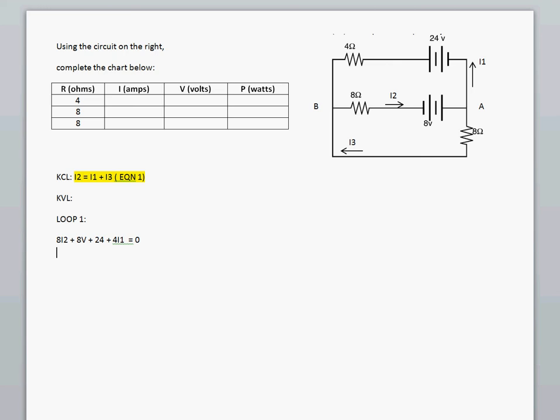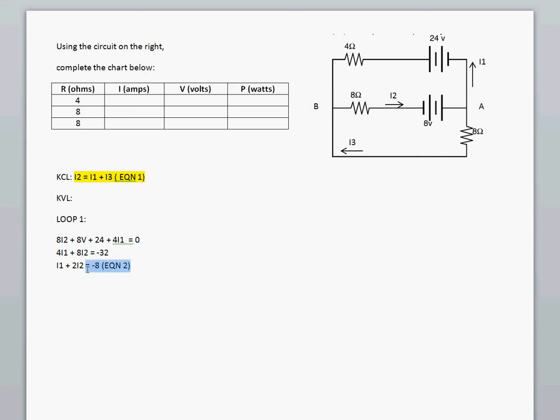So I can combine like terms and get current on one side and the voltage on the other. If I do that, I get 4I1 plus 8I2 equals negative 32. I can divide through by 4 just to make the numbers smaller. That gives me I1 plus 2I2 equals negative 8. And this becomes our equation number 2.